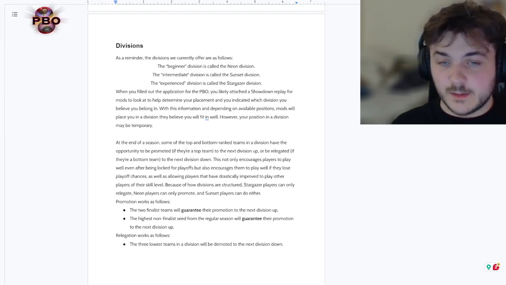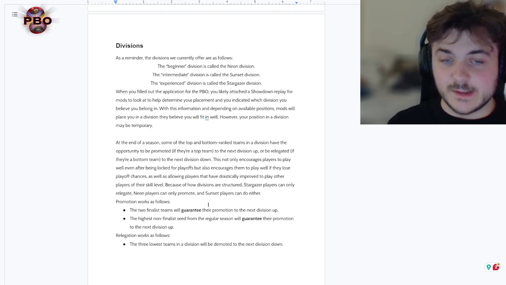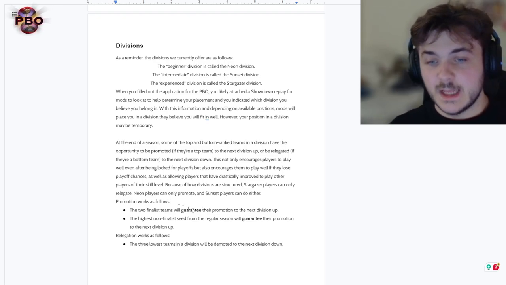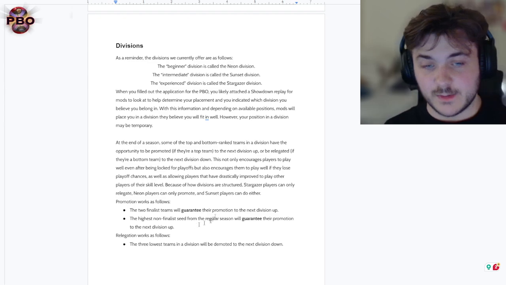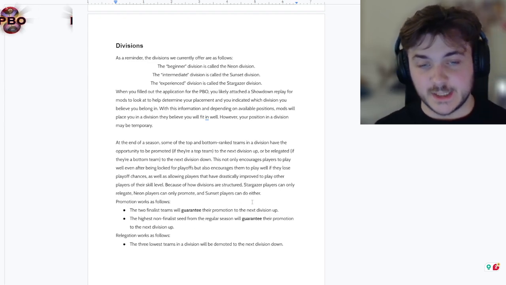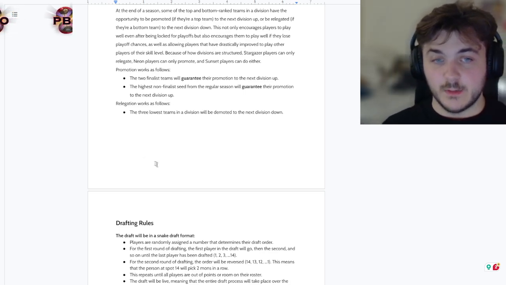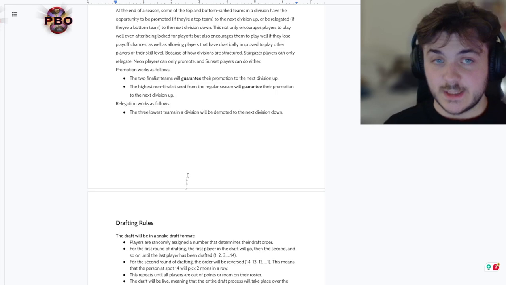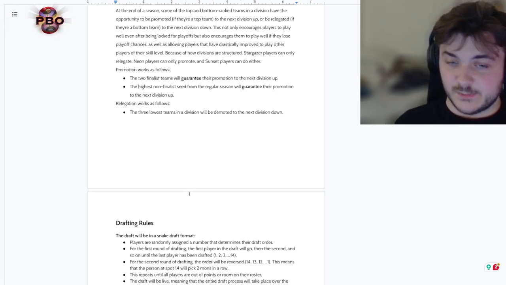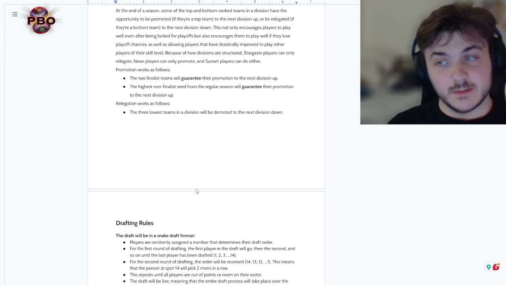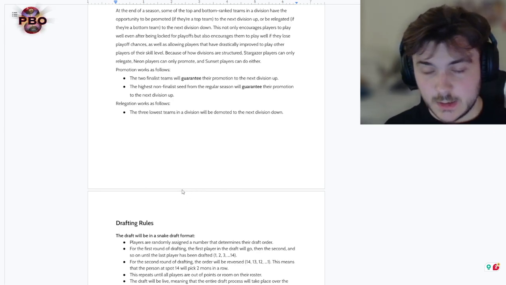Promotion works as follows. The two finalist teams will guarantee their promotion to the next division up. The highest non-finalist seed from the regular season will guarantee the promotion to the next division up. Relegation works as the three lowest teams in the division will be demoted to the next division down, guaranteed, no ifs, ands, or buts. Unless someone leaves, then maybe, but, you know.